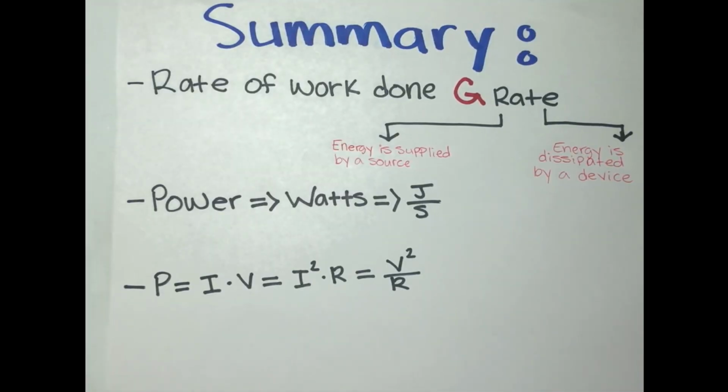In summary, when talking about power in an electric circuit, we can take power as being the rate of work done, and rearranging that to be defined as the rate of energy supplied by a source or the rate of energy dissipated by a device. When talking about power in an electric circuit, it's always going to be represented in units of watts, which can be broken down into joules per second. And I have also included some of the main equations that we need to know when solving for power or when given power and solving for a different value.